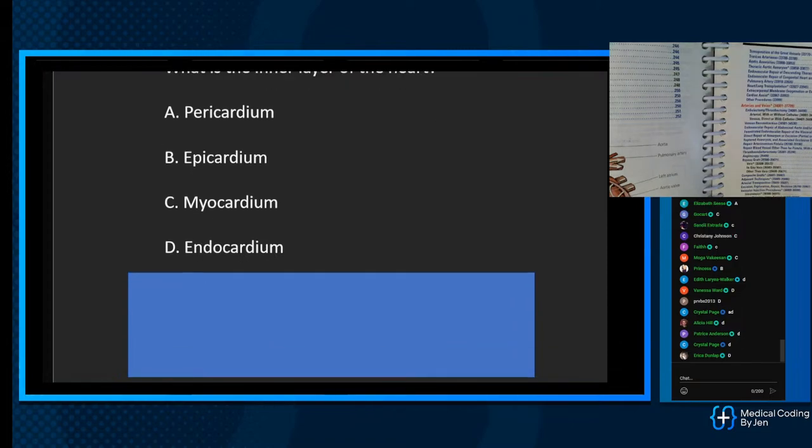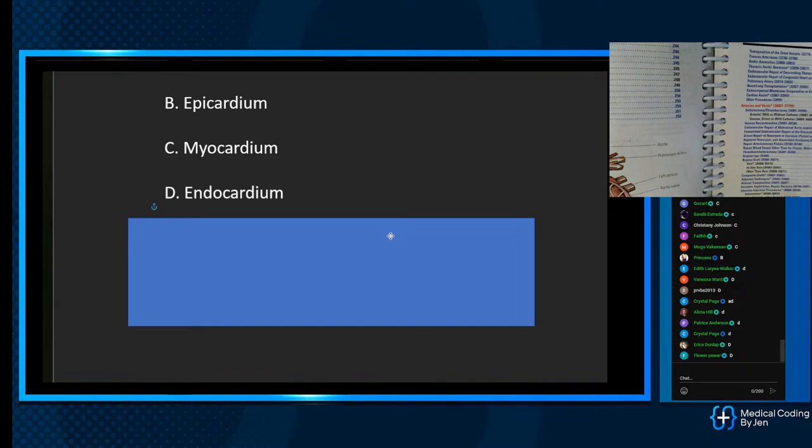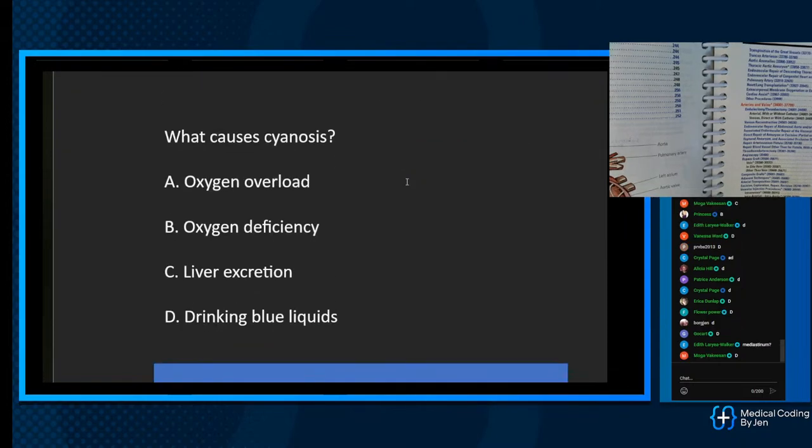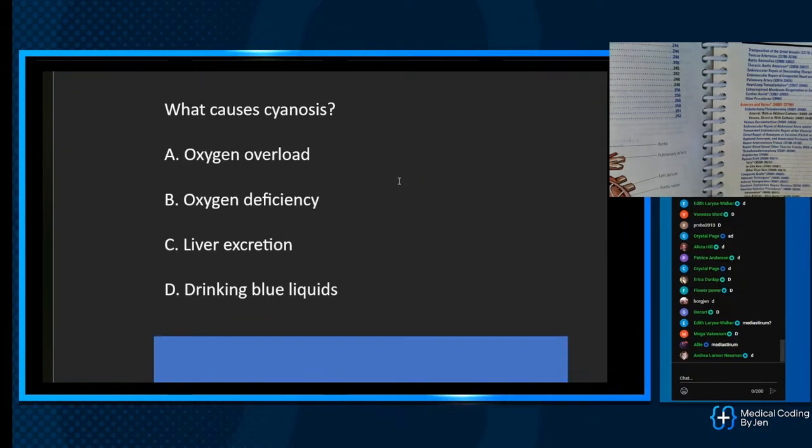This one, endocardium, page 671. What causes cyanosis? If you do look up this in the index, it says the word blue.